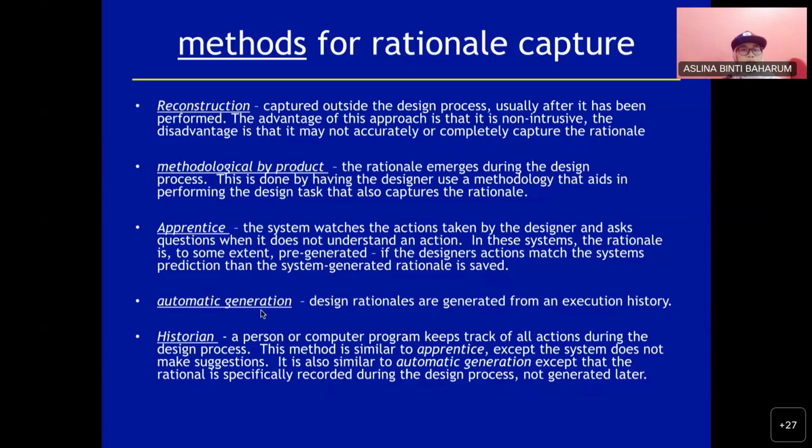Automatic generation: design rationale is generated from an execution history. The design is automated. Historian is based on a person or computer program keeping track of all actions during the design process. This method is similar to apprentice, except the system does not make suggestions. Apprentice has suggestions, so it can extend and improve it, whereas historian is based on the previous one.